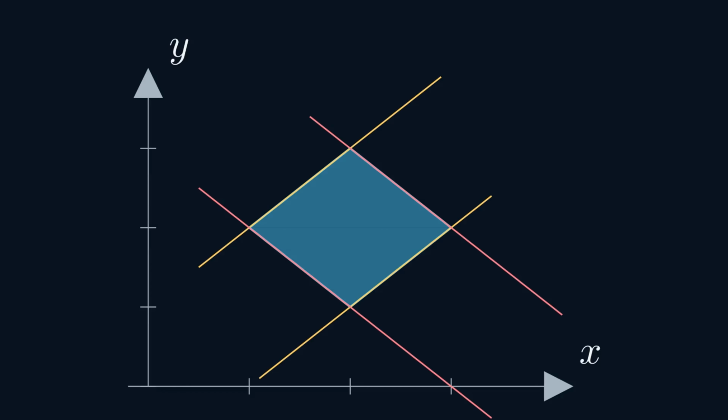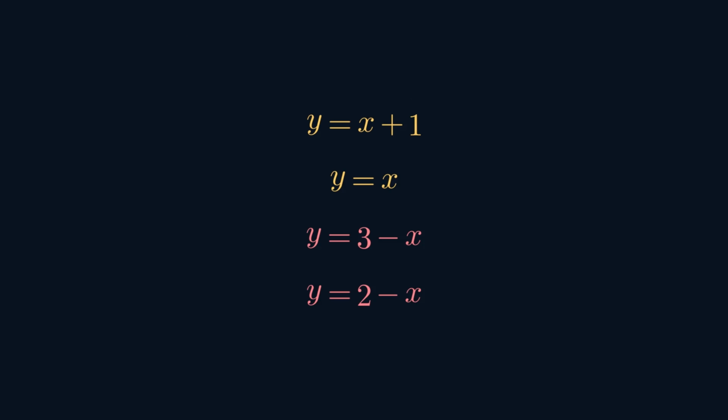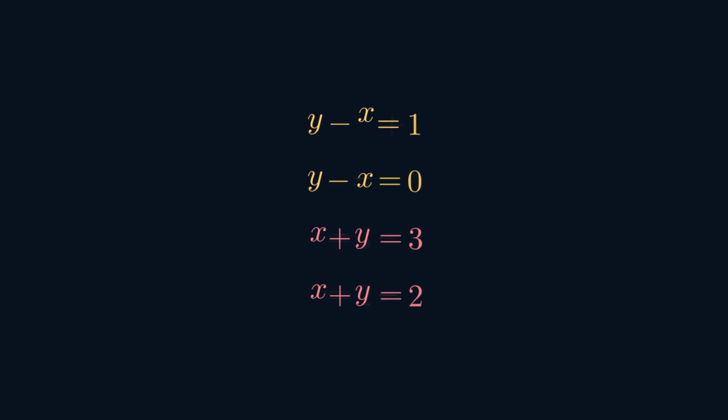However, notice some symmetry with the setup. The yellow lines are parallel and so are the pink lines. The equations of the lines that make up the region might give us some additional clues. Moving all the variables to one side makes what we need to do even clearer.